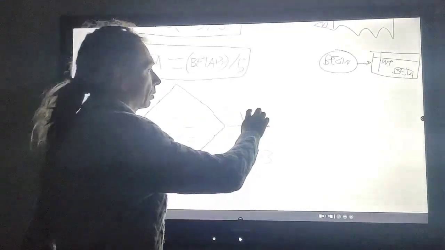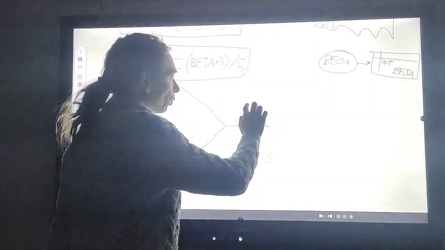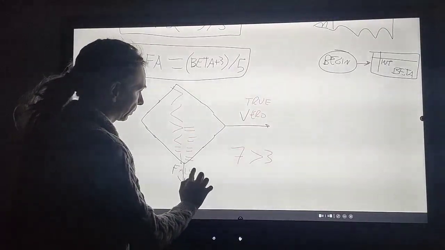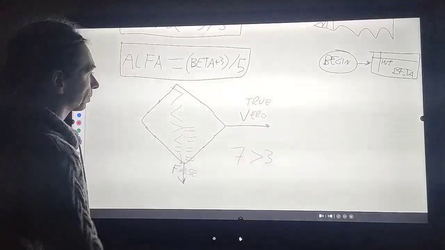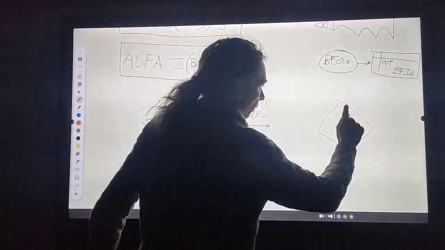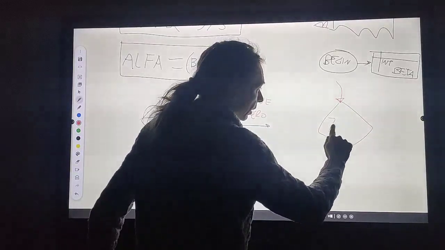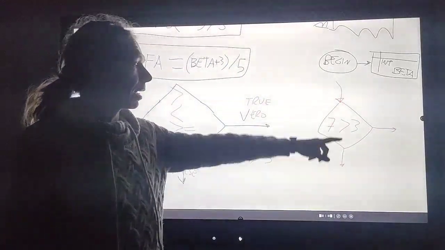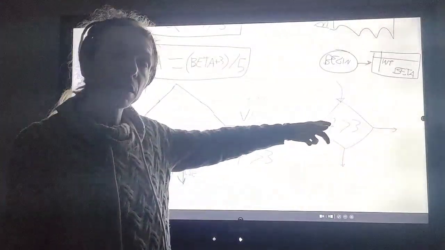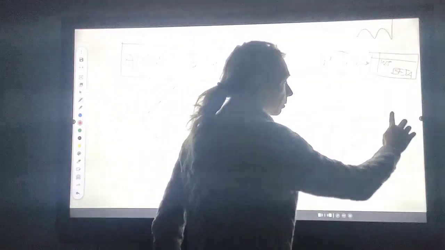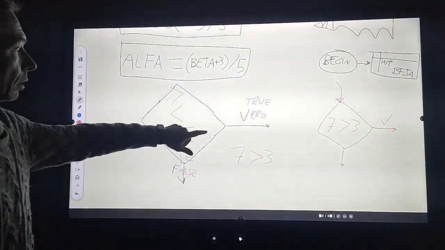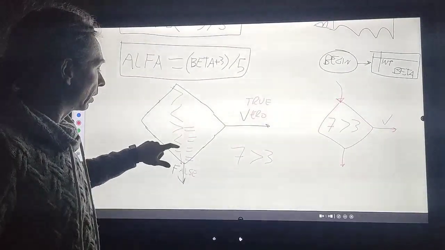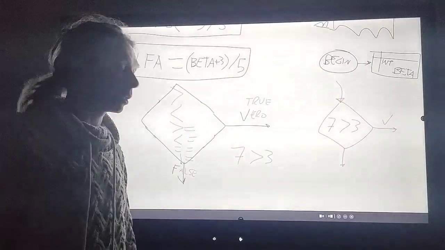V is for vero in Italian. Vero. True. F is for false. False. So the droid arrives here, and then, answering this question, it's sure it will follow this path. The true path is always going to the right, while the false path is always going down.